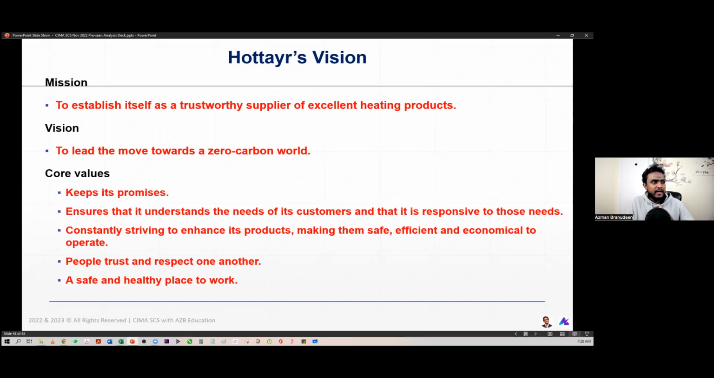Core values: you keep your promises. You understand the needs of your customers and you're responsive to it. And that plays a big part, as we will see as we go along. Constantly striving to enhance your products, you make them safe, efficient, and economical. People trust and respect one another in the company, and it's a safe and healthy place to work. So, basic core values.